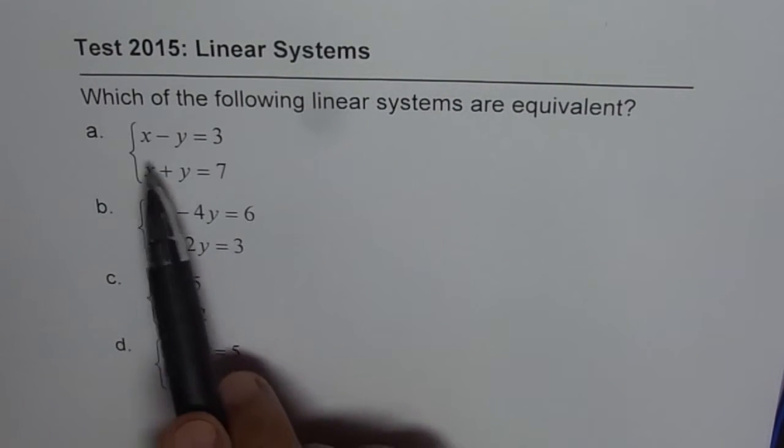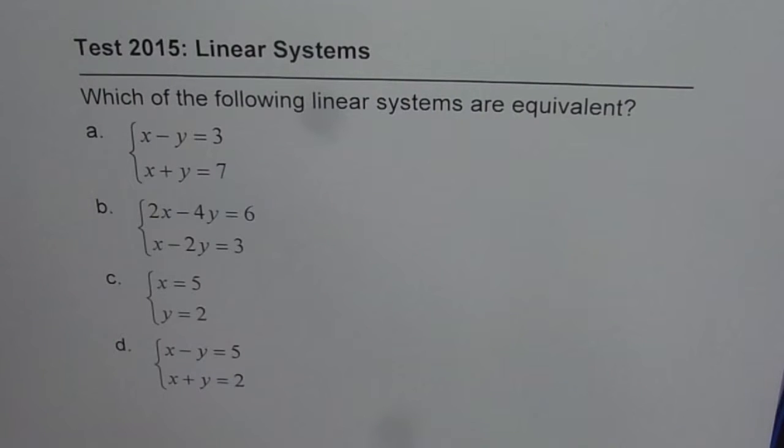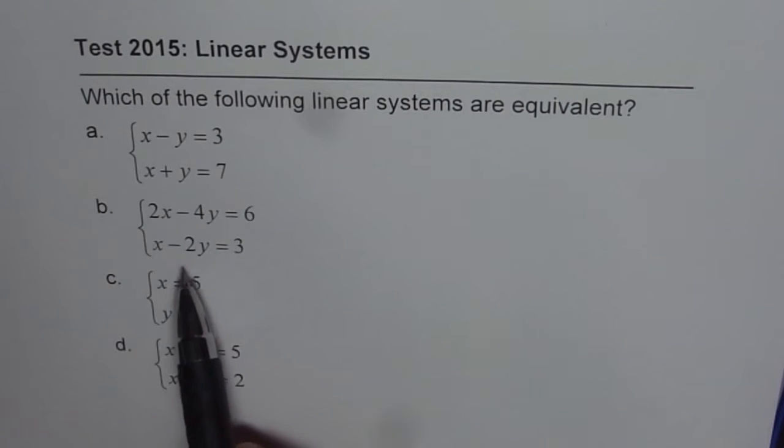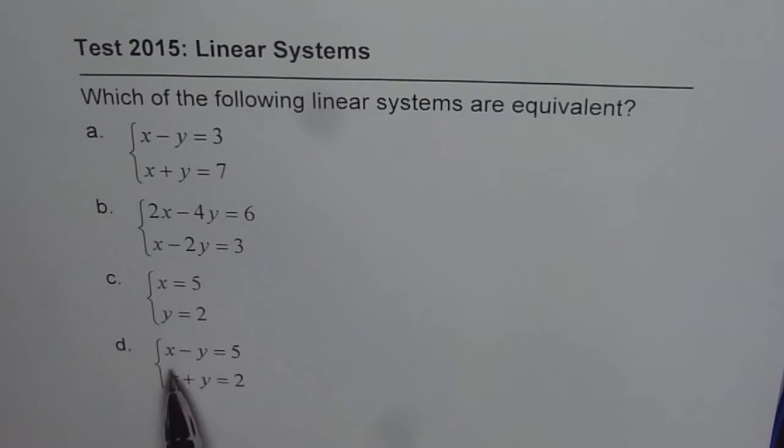Right? The first one is x minus y equals 3, then we have x plus y equals 7. Then 2x minus 4y equals 6, x minus 2y equals 3, x equals 5, y equals 2, and x minus y equals 5, and x plus y equals 2. Now, which 2 are equivalent linear systems?